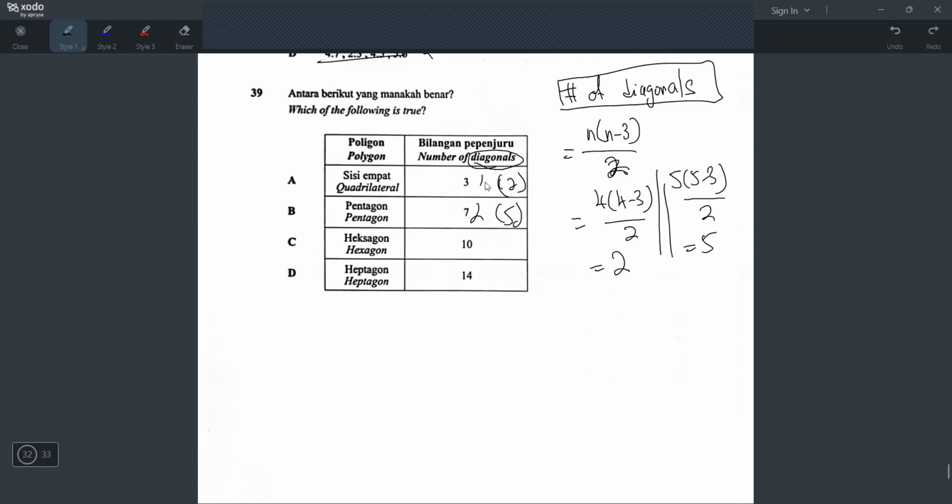So this is wrong also. Wrong, wrong. What about hexagon? Hexagon has 6 sides. So it'll be 6 bracket 6 minus 3 over 2. 6 minus 3 is 3. 3 times 6, 18, divided by 2 is 9. So there should be 9 diagonals inside the hexagon. So this is wrong as well. So the answer must be D then.